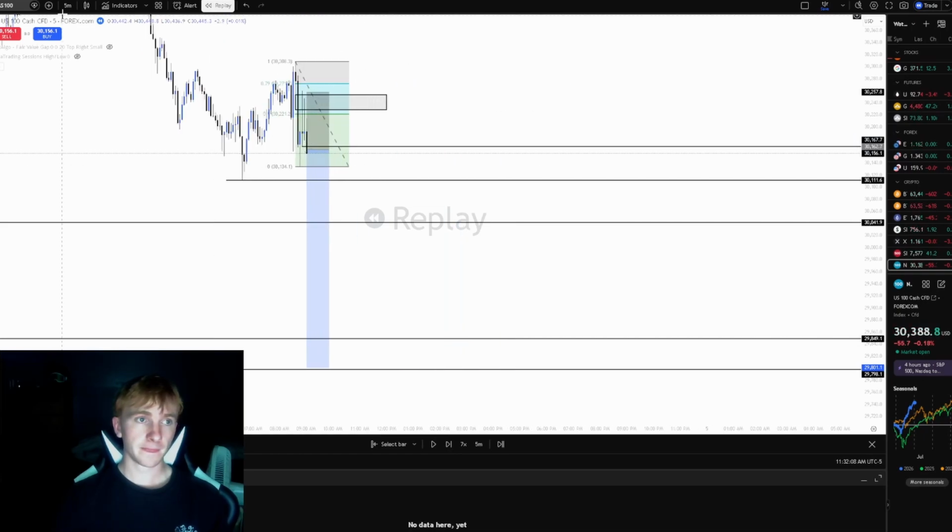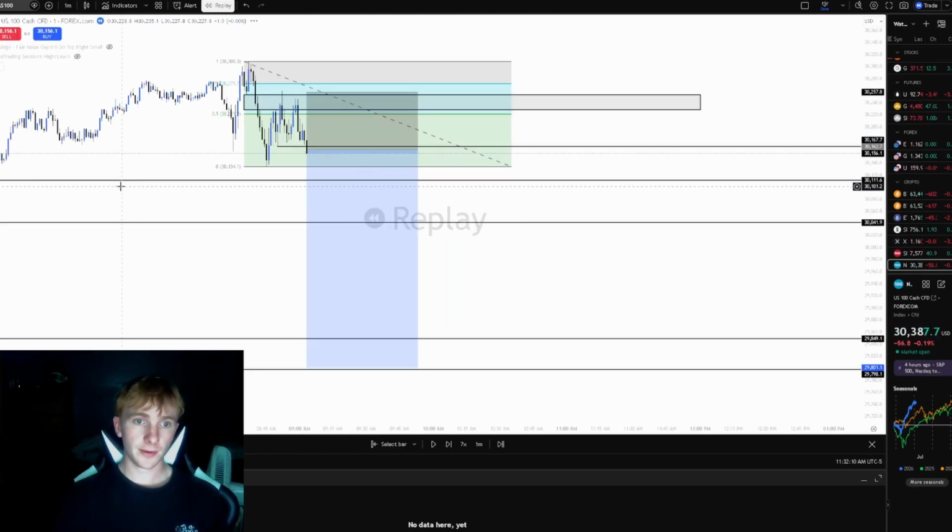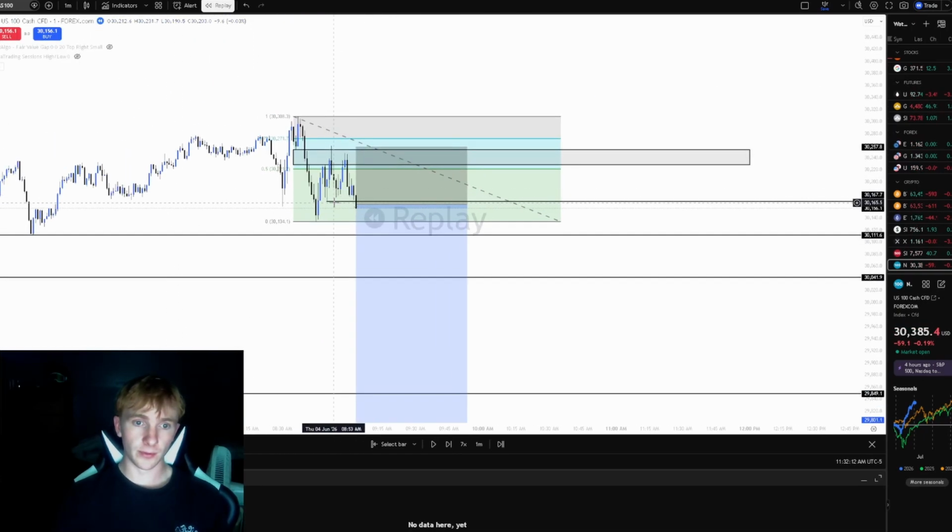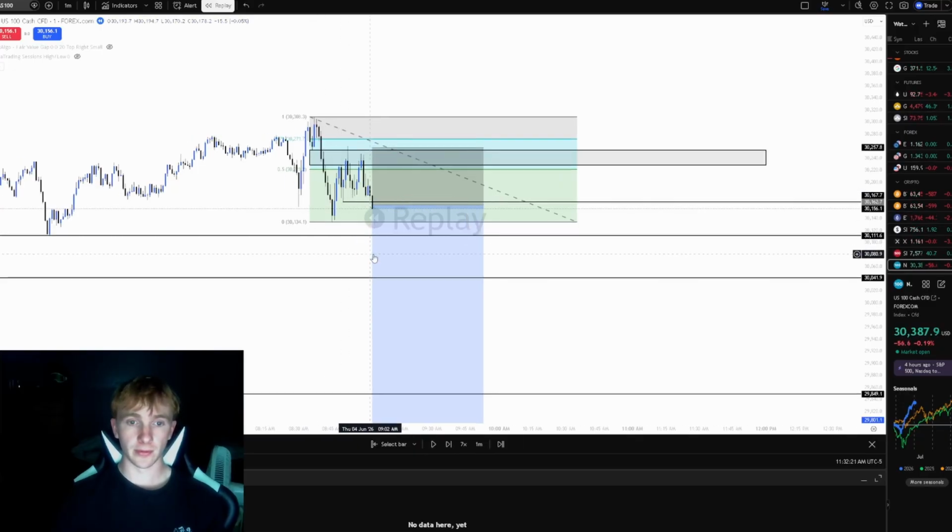Alright. Now, if we wouldn't have broke this 1 minute structure right here, and we kind of would have just kept going up right here, inverse this gap, I would have entered a long on ES. But I entered a short on NASDAQ because we broke that structure. 5 minute fair value gap that we're respecting.